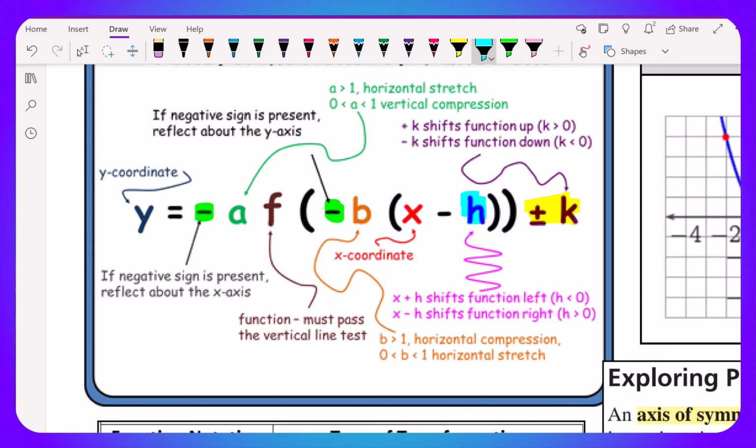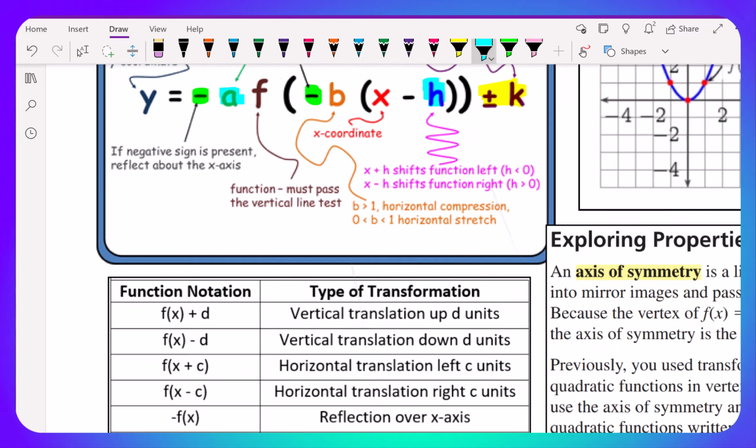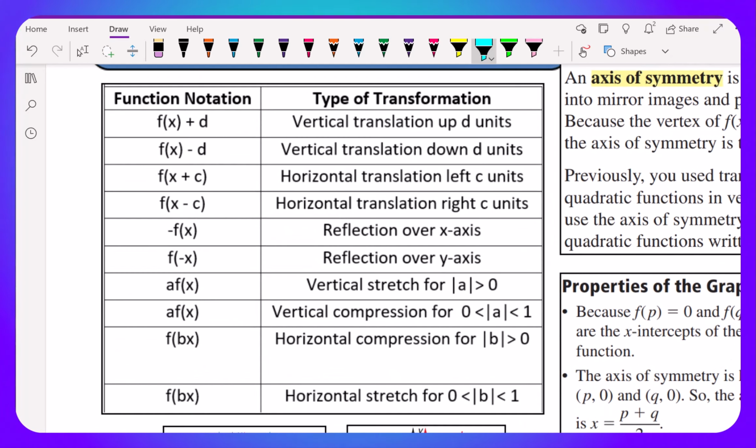If you wanted to stretch it vertically, you're going to multiply by something greater than 1 to stretch it. And if you are going to shrink it, you multiply the entire function by a number between 0 and 1. Now I have added function notation in Chapter 2 just to kind of get you used to it. We have used this before, but it is exactly what I just said.